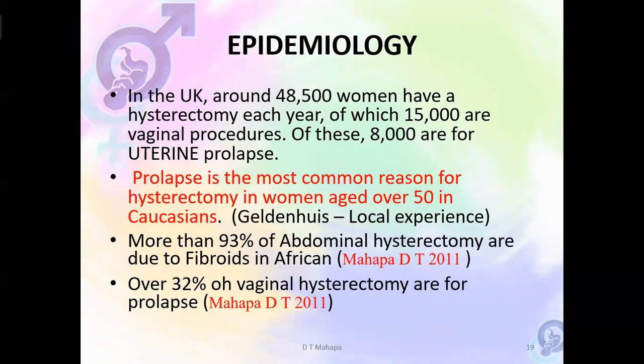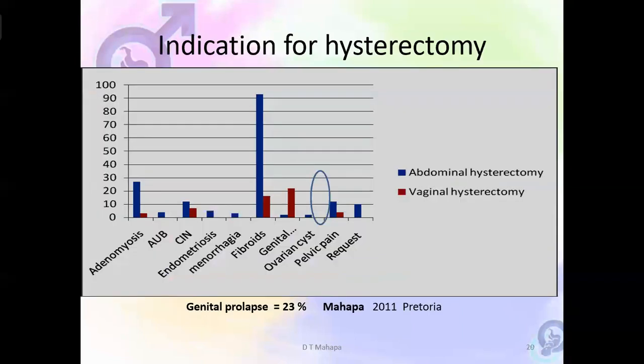and I found that 93% of abdominal hysterectomies in that study were due to fibroids. The commonest cause of hysterectomy in the Black population, according to my study, is fibroid uterus. But in that study, only 32% of vaginal hysterectomies that were done were for prolapse. So the commonest cause of hysterectomy in the white population is prolapse, while the commonest cause of hysterectomy in the Black population is fibroids. That's where the racial difference comes in.